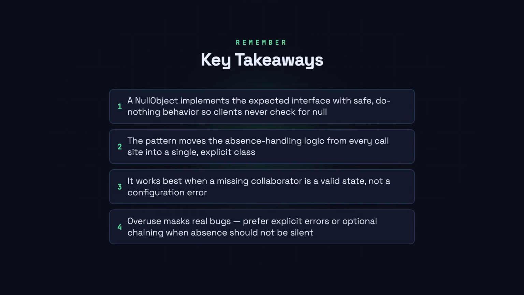To summarize, the null object pattern gives absence a first-class representation by implementing the real interface with methods that do nothing. That single move eliminates defensive null checks across every call site. Use it confidently when absence is expected and harmless, but treat silent no-ops with respect. If a missing dependency should be loud, let it be loud.